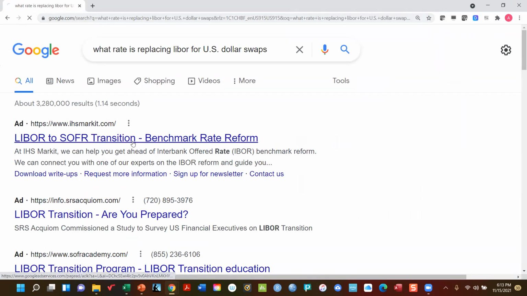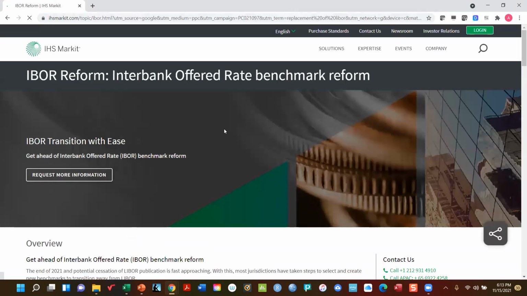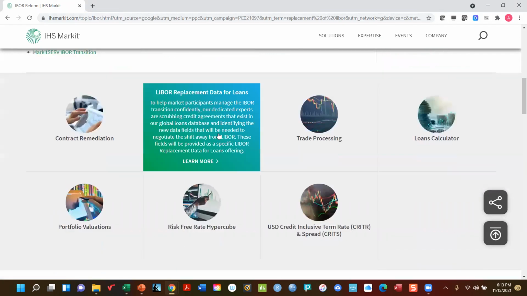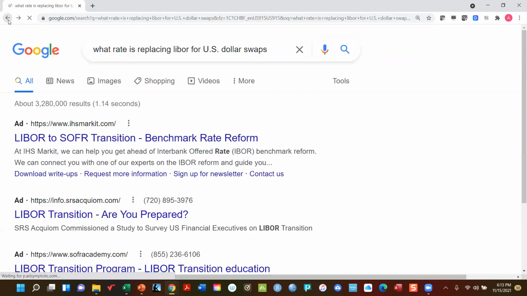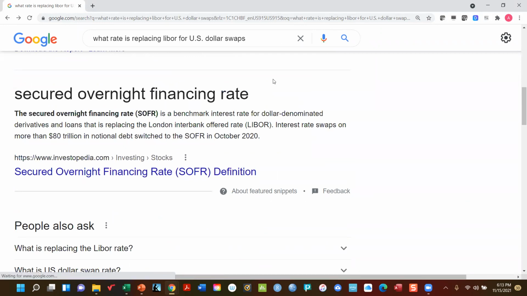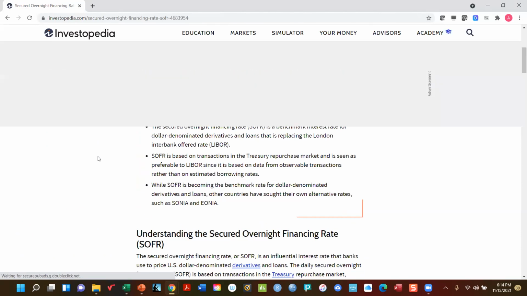That would be this thing called SOFR, and it stands for, oh boy, where is it? All right, well, this is a terrible article. I guess, oh, there it is. Secured overnight financing rate. It's a benchmark interest rate for dollar-denominated derivatives and loans that is replacing LIBOR. Look at this. Interest rates on more than $80 trillion in notional debt switched to SOFR in October 2020. This is Investopedia, good.